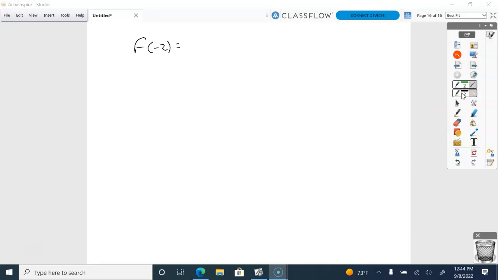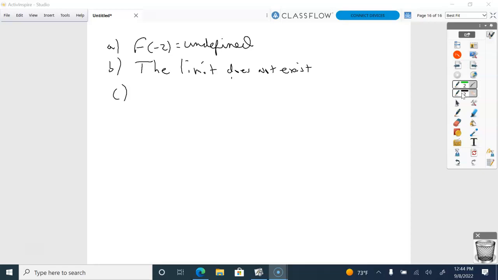F of -2 would be undefined. B, as x approaches -2, the limit does not exist. C. Why are you making us write that? Because I don't want you to forget it ever. I won't.